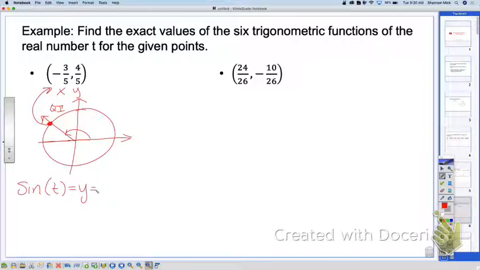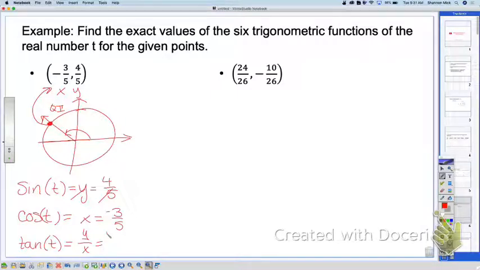Okay, sine is y. What is the y? 4/5. Cosine of t is x, which is negative 3/5. Tangent of t, what over what? Y over x. So we're going to have y over x, so we'd have 4/5.